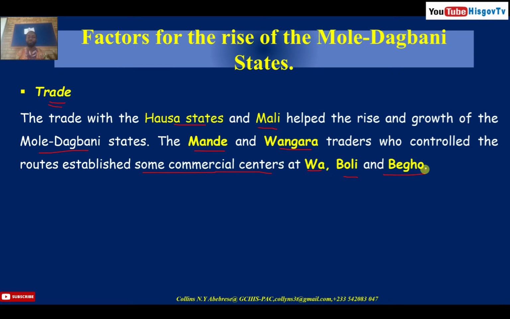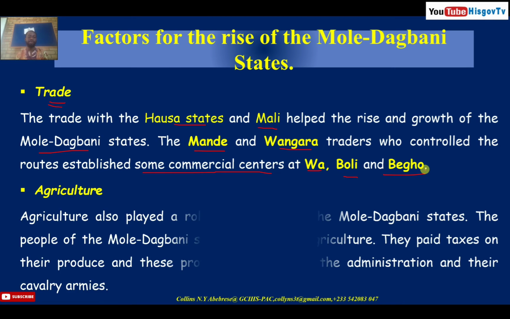So wherever there is trade, bear in mind that it attracts people to that area. And so, we use people to also build a kingdom. Without people, you can't build a kingdom. And therefore, when people were trooping in to the Mole-Dagbani area with the establishment of these trading centers by the Mande and the Wangara traders, we are saying that it helped in the rise of the Mole-Dagbani state.